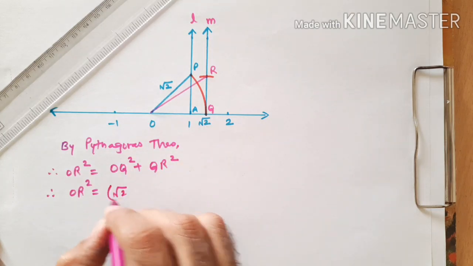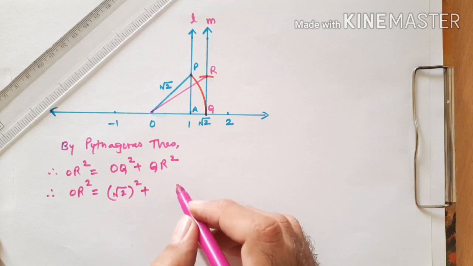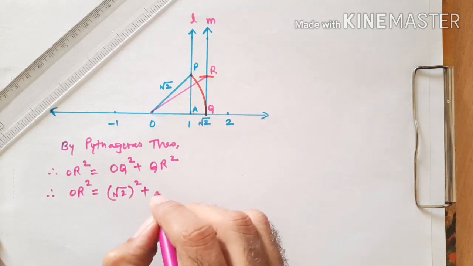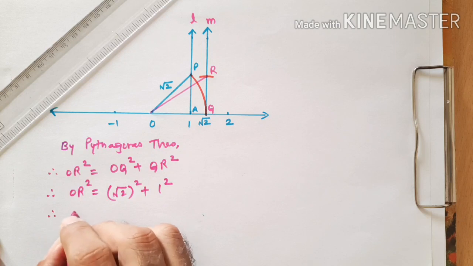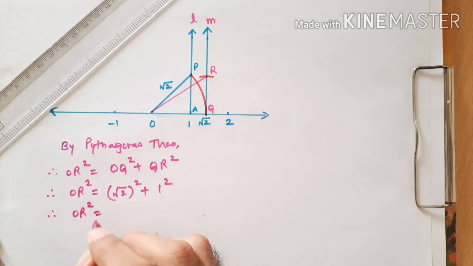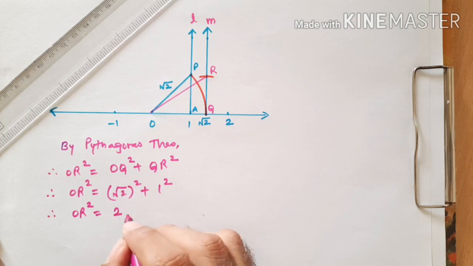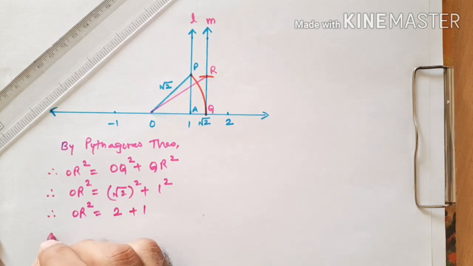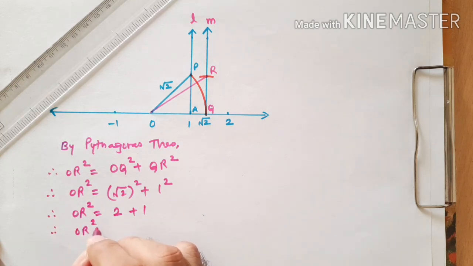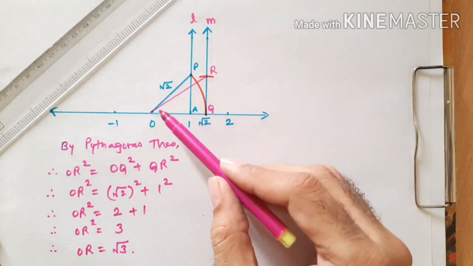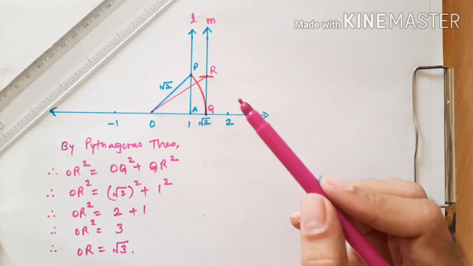So root 2 square plus QR is 1 unit, so 1 square. Therefore OR square equals root 2 square, square root cancels out, that is 2, plus 1 square is 1. Therefore OR square equals 3. And by taking square root on both sides, we will get OR equals root 3. So this hypotenuse is equal to root 3.